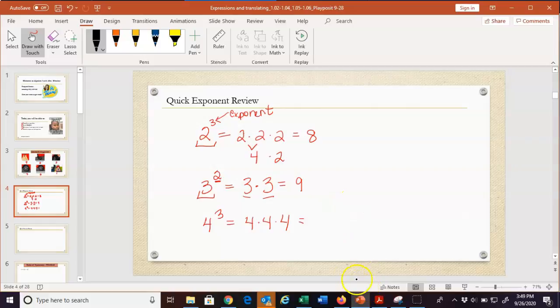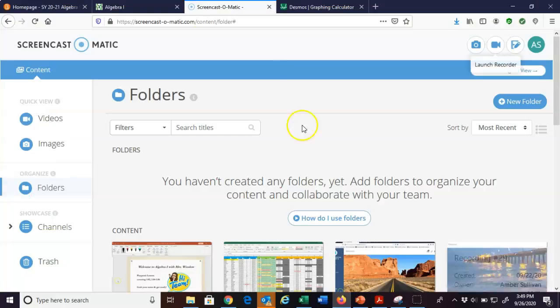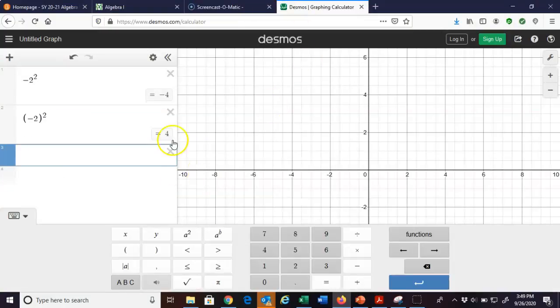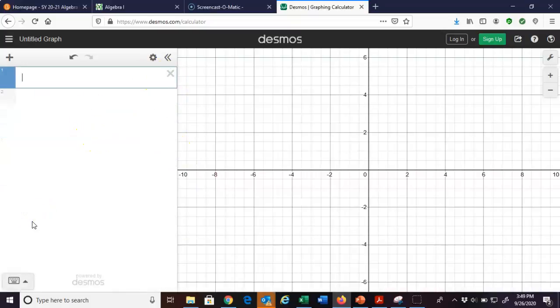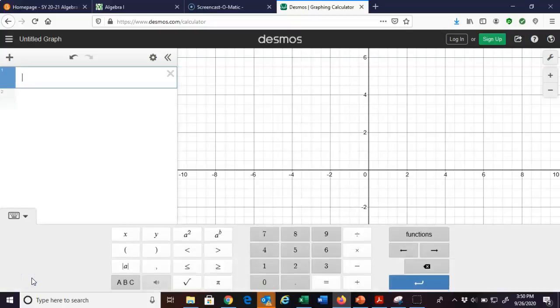how we can use our calculator to do 4 cubed. I'm going to go here to the Desmos calculator. The one we're going to use in class is the graphing calculator. This is what it looks like. And here at the bottom left-hand side, you'll see a little keyboard that we're going to pop up. This is our scientific keyboard.